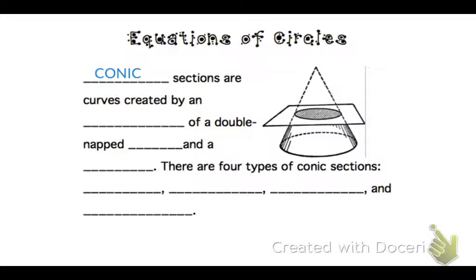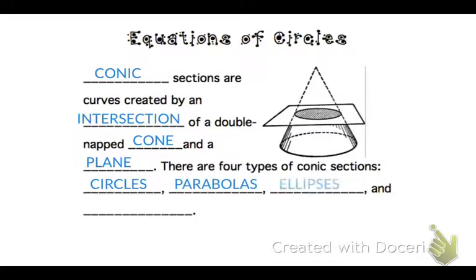So those are shapes that are created by an intersection of a double-napped cone. So it would actually have two of these cones, vertex to vertex, and a plane. There are four types of conic sections: circles, which we see pictured here. We'll also look at parabolas, ellipses, and hyperbolas once we get into pre-calculus.